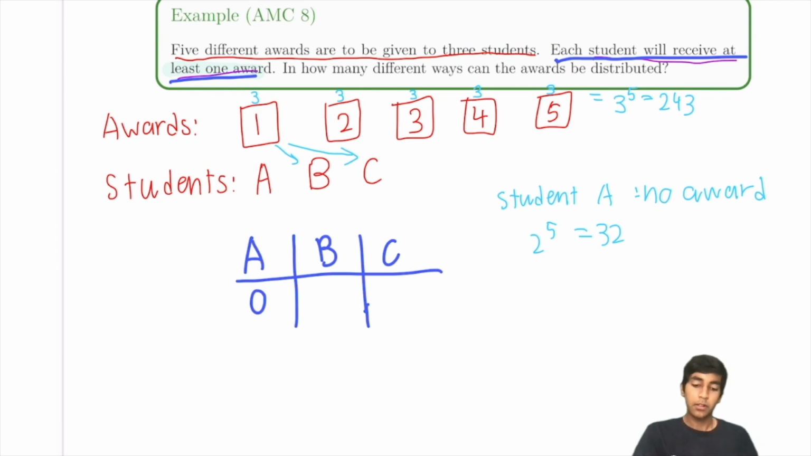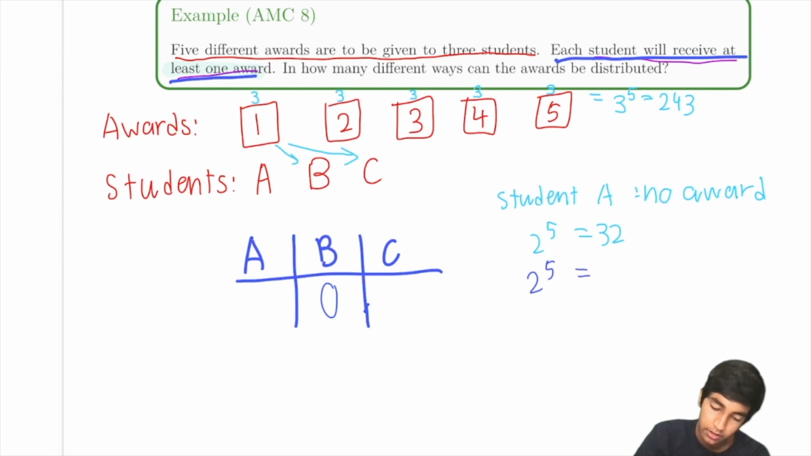Okay. Now, what about if student B has no award and student A and C get all of the awards? That's also 2 to the 5 equals 32. Similarly, if student C gets no awards, then student A and B, each award will have 2 choices to go to student A or B. Again, 2 to the 5 equals 32.